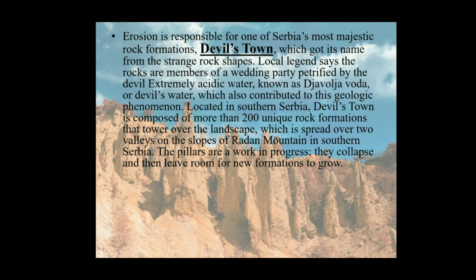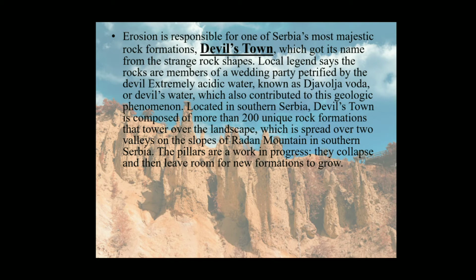Next, erosion is responsible for one of Serbia's most majestic rock formations. It's called Devil's Town, which got its name from the strange rock shapes. Local legend says the rocks are members of a wedding party petrified by the devil's extremely acidic water, known as Djavolja Voda, or devil's water, which also contributed to this geologic phenomenon.